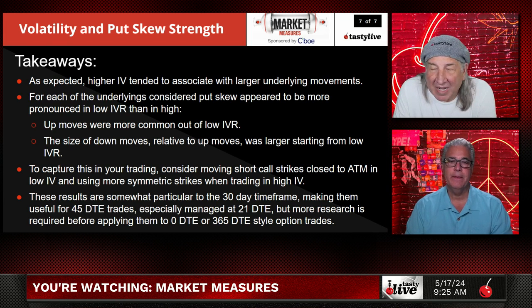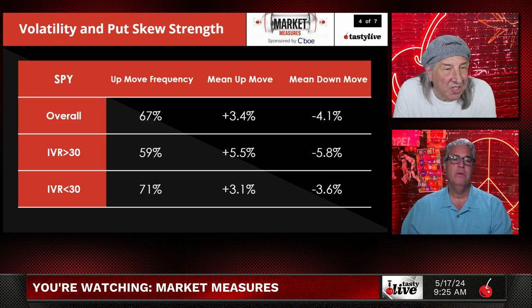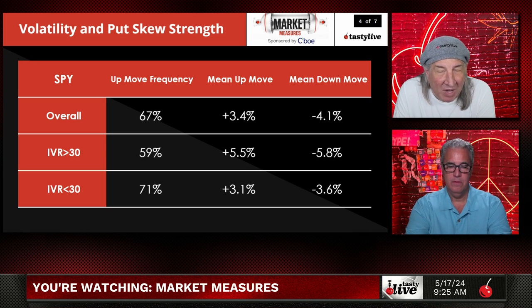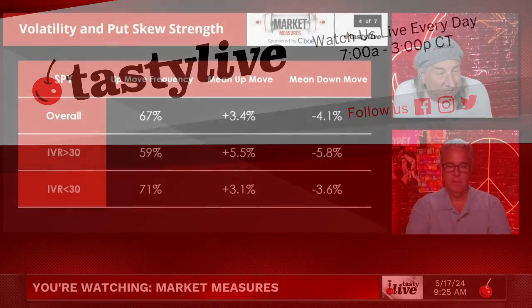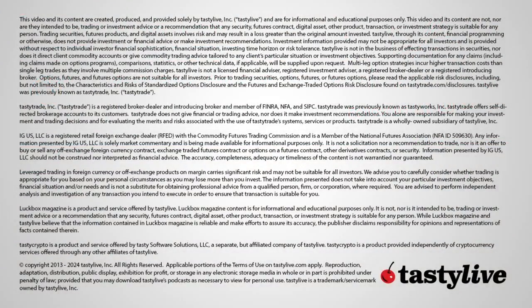John, if you go back to slide 3 for a sec. You can see here, there's 20% more put skew in low IVR than high IVR, 71 to 59. The overall conclusion is that when you have low IVR, there's less movement, but there's about 20% more put skew.